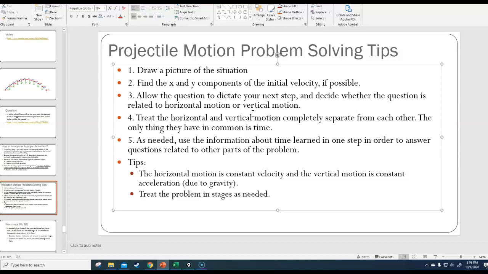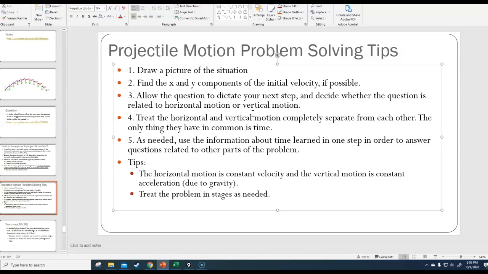Number 3, and this is where people start running into trouble: there's not always a cookie-cutter way to do these problems. What you do is you look at the question you're being asked and you let the question dictate what you do next. If the question is asking you about horizontal motion, then the first place you should be looking is your horizontal motion equation, your constant velocity equation. If the question is about vertical motion, then your first thought should be, hey, constant acceleration equations.